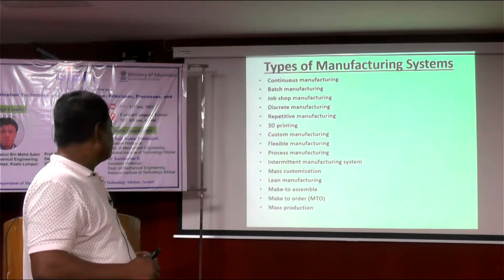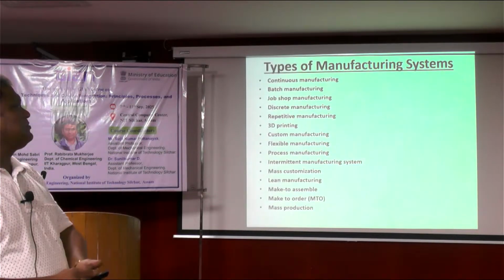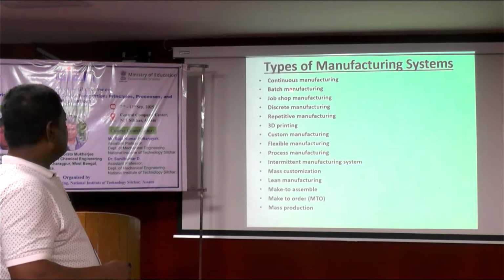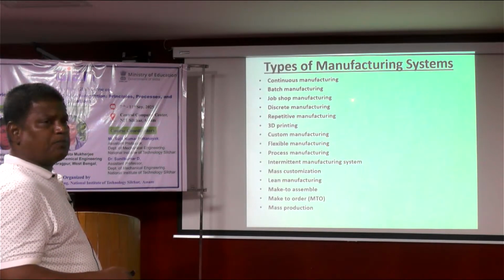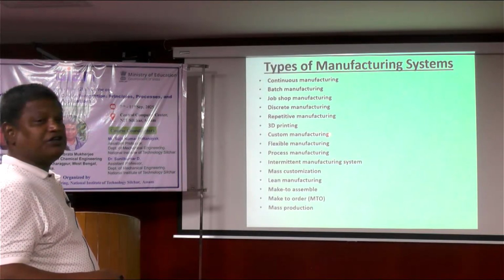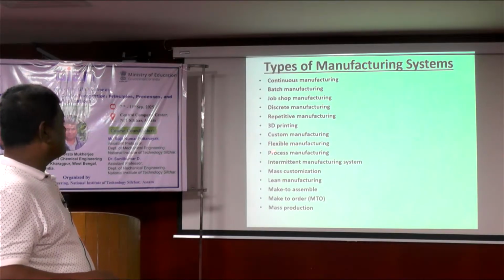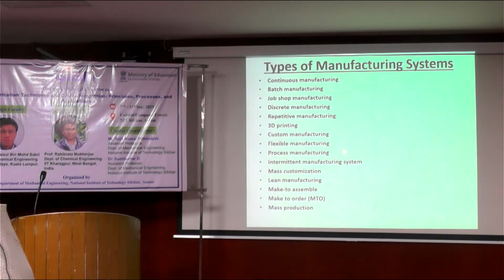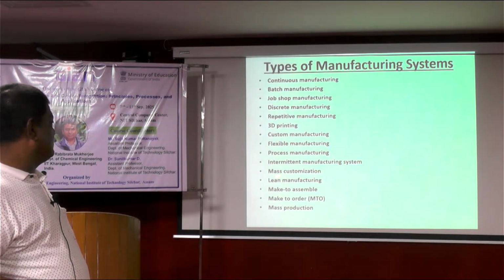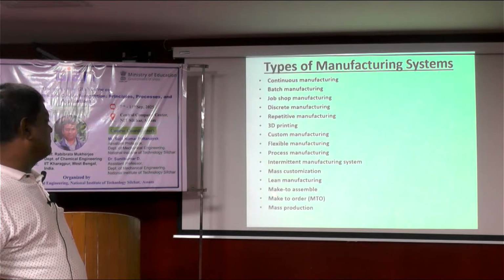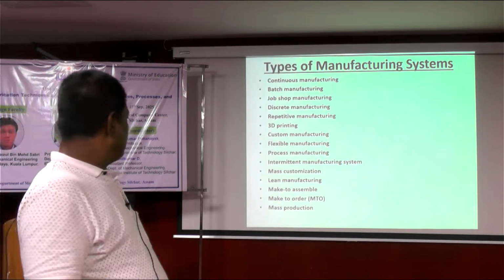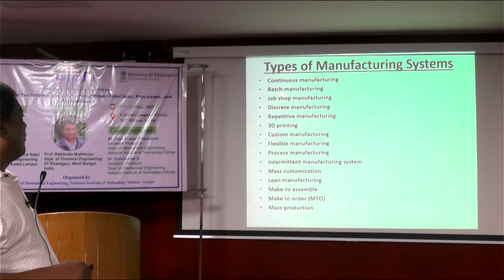So now, these are the different types of manufacturing systems: continuous manufacturing, batch manufacturing, job shop manufacturing, discrete manufacturing, repetitive manufacturing, three-dimensional printing, custom manufacturing, flexible manufacturing, process manufacturing, intermittent manufacturing system, mass customization, lean manufacturing, make to assemble, make to order, and mass production. So you can categorize them into all these types.